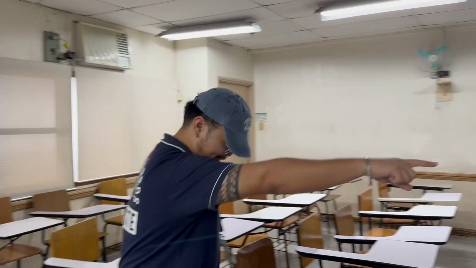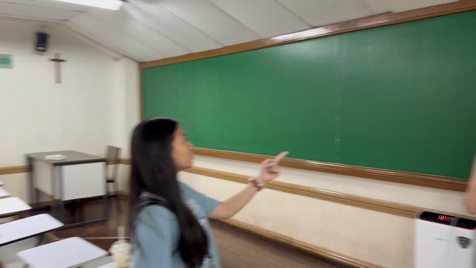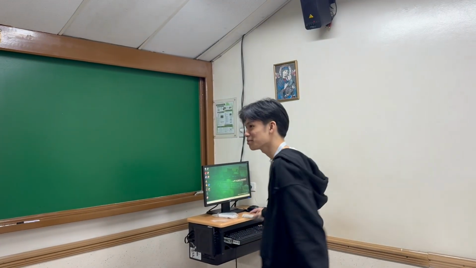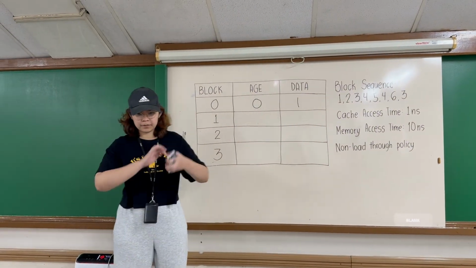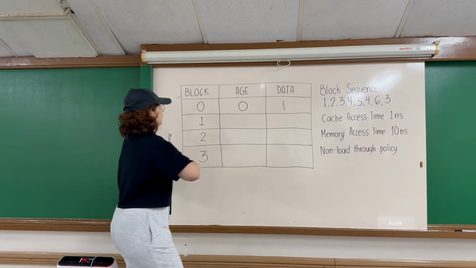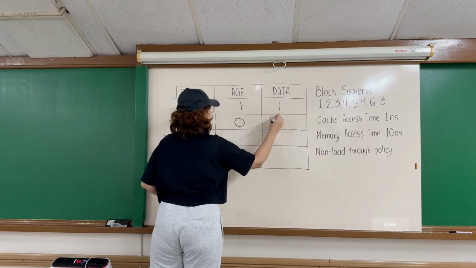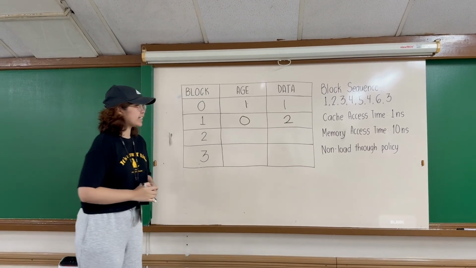Now I need block 2. Cache, check for block 2. Cache miss. Main memory, I need block 2. Here's block 2. Block 2 is now in cache memory. CPU, you can access it now. Great! Processing block 2.